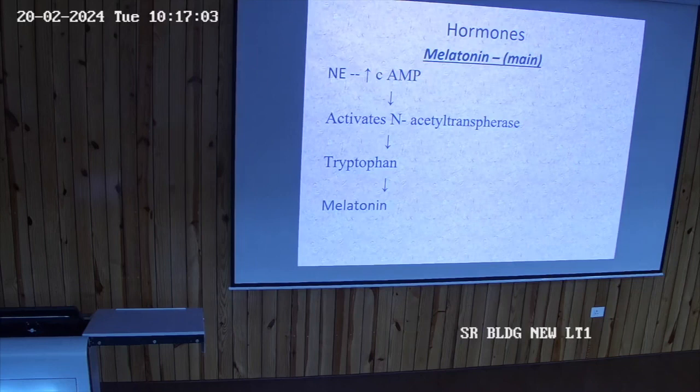So the main hormone is melatonin. Which mechanism it acts? I suppose you have understood the mechanism of action of hormones, second messenger and other mechanisms of hormones. Okay. So this is acting through the cyclic AMP pathway, and by the help of this particular enzyme resulting from tryptophan to melatonin. This is the mechanism, cyclic AMP.